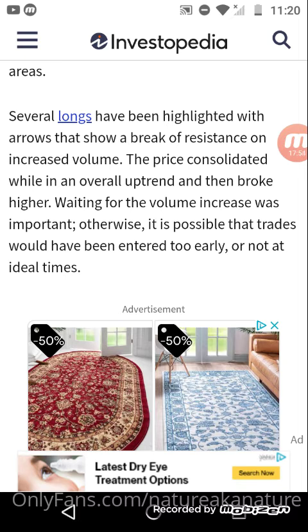So price will consolidate. Sometimes we'll pull back. We'll do a lot of things. So you have to understand what's actually going on. Understand how to read candlestick patterns, price action, trend lines, moving averages. So waiting for the volume to increase was important. Otherwise, it was a possible trade that would have been entered too early or not at an ideal time at all.